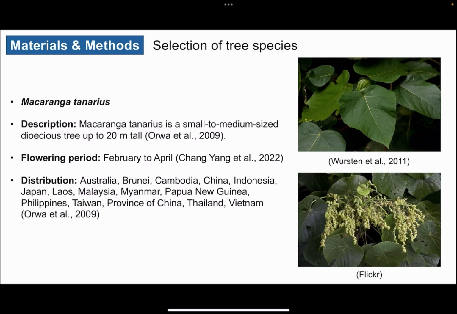Selection of tree species. The size of Macaranga tenarius is small to medium. Trees are up to 20 meters tall, usually much shorter. The flowering period is February to April. However, we also found research indicating that Macaranga tenarius has a second flowering period in October to December, and its distribution is all over Asia.